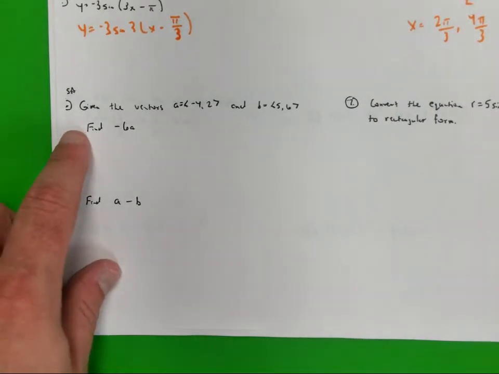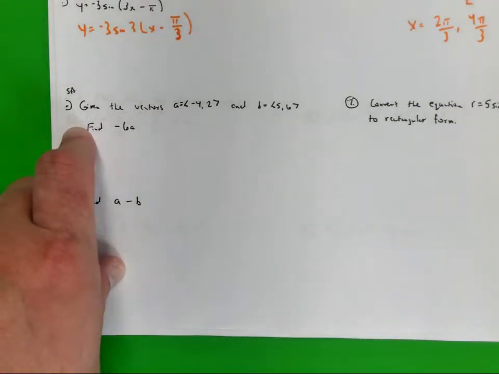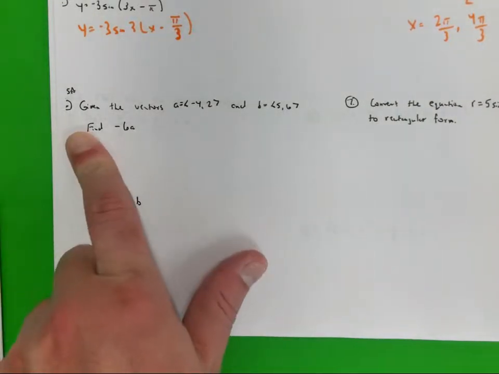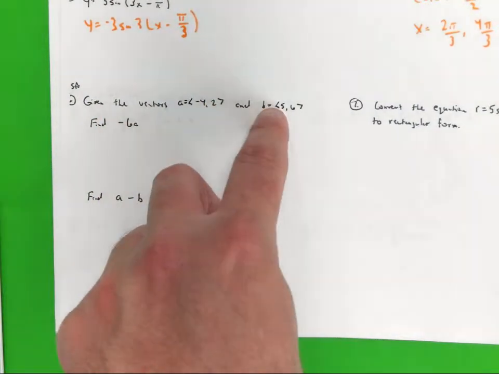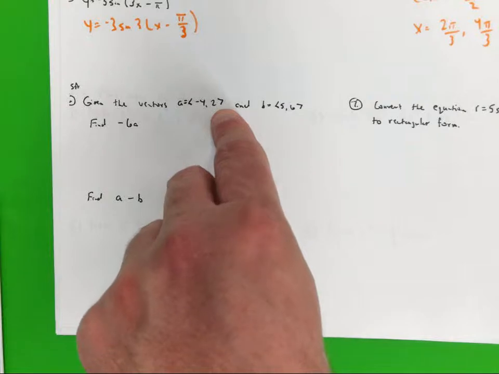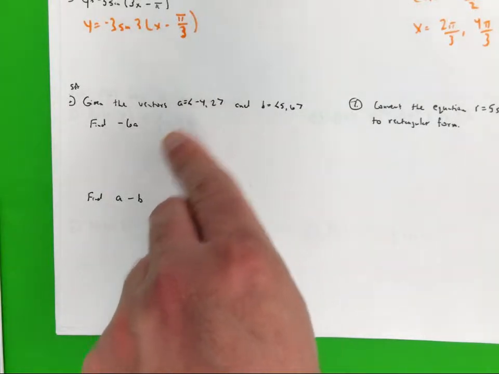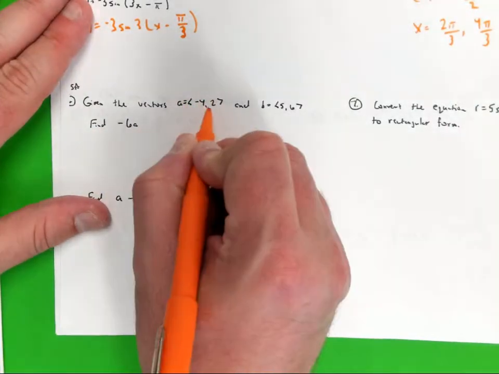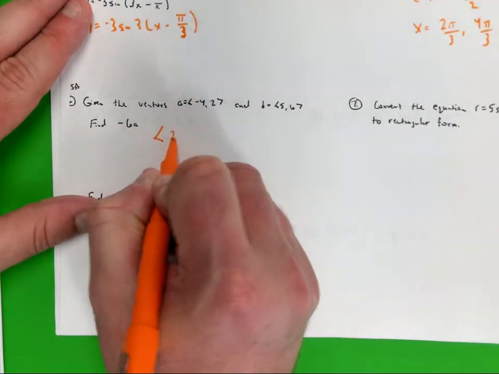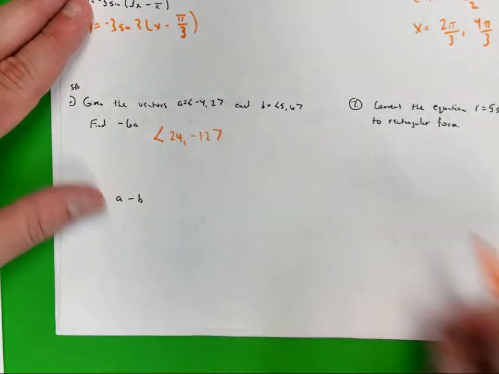Okay, these short answers, now you don't have this one on your study guide, but you do have one like this on your test. It's a vector one, okay? It says, given the vectors A, negative 4, 2, and B, 5, 6. What form is that? Is that component or linear? Component. And I want to find the value of negative 6 times A. Then you just multiply that by what? Please don't miss that. That's your answer.